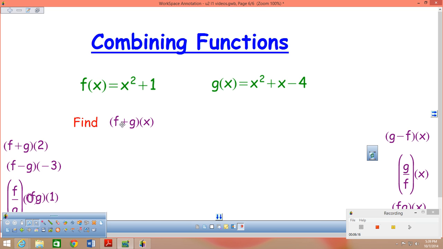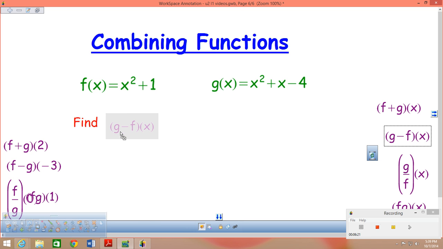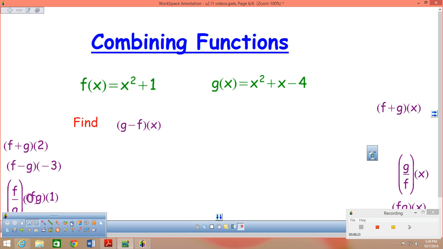Okay, get rid of the addition. Let's do a little subtraction. Okay. This is g minus f of x. It doesn't have to always be f first. This simply means that we're going to take g of x and we're going to subtract f of x.